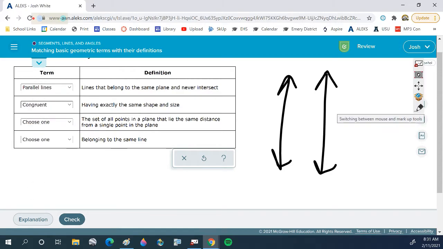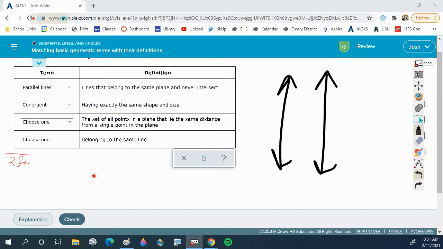The set of all points in a plane that lie the same distance from a single point in the plane. So what that means is you have a point, and then you draw every point that is the same distance from that point. So you have to have a distance. Let's say that's my distance. What would the shape look like if, let's say this is 2 feet, what would the shape look like if I graphed every point that is exactly 2 feet from that point?